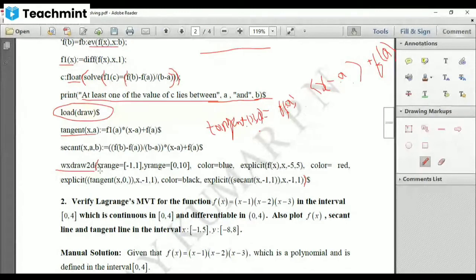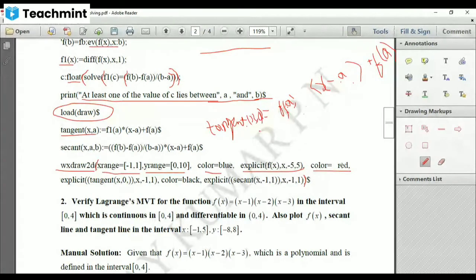Now what is your x range? Your x range is from -1 to 1. So x range equal to square bracket -1 comma 1, comma y range, the y axis length, square bracket 0 comma 10, comma. Let us give colors for these graphs. Let us give the color blue for the function. So color equal to blue, comma, explicit, your function f of x, comma, x varies from -5 to 5. So your graph comes from -5 to +5 for f of x, comma, let's give the color red for the tangent.